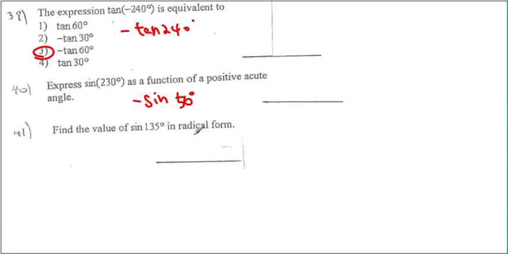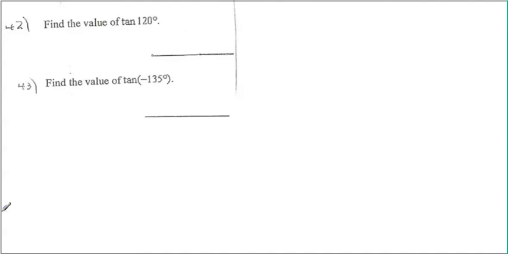Find the value of this one. We realize that sine of 135 is in the second quadrant, which makes it sine of 45. Sine of 45 is radical 2 over 2, and that becomes our answer. Alright, what is the value of, so this becomes negative tangent, the reference angle becomes 60 degrees, which means negative tangent of 60 is equal to radical 3, so that becomes our answer.